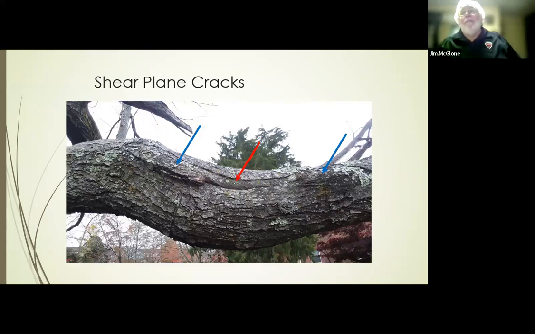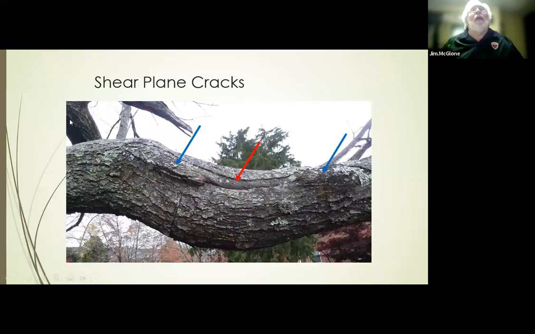One of the things to keep in mind, this is a shear plane crack that I discovered, and notice it got better. So a saw or loppers, pruning tools are not the only tools in the toolbox. This could have been corrected by bolting this back together, by running some bolts through this branch and actually bolting them up. In this case, they didn't do anything.